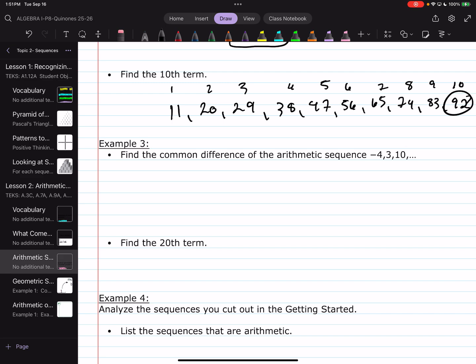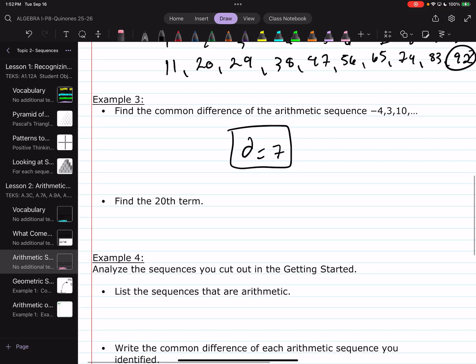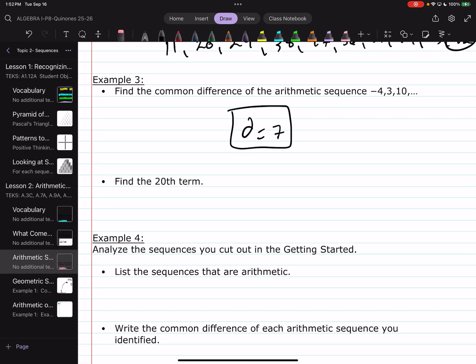Everybody, here we go. So what's my common difference here? What is D equal to? 7. Okay, I agree. What is the 20th term then? 129? All right, let's do it real quick.